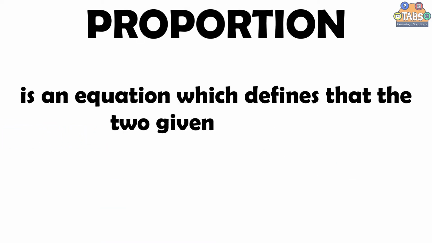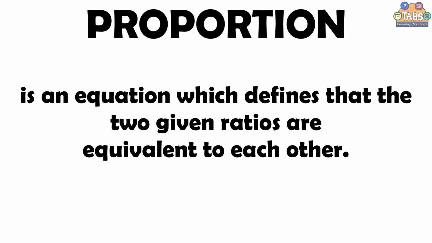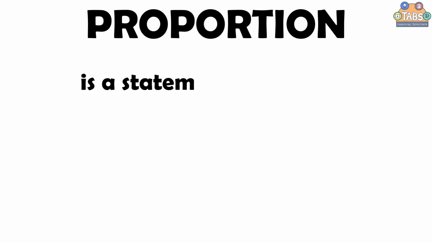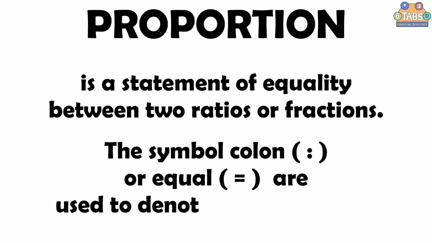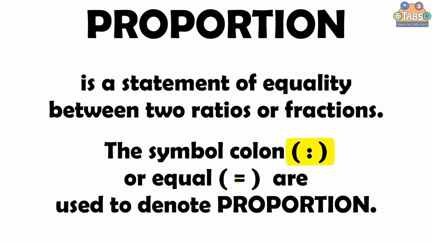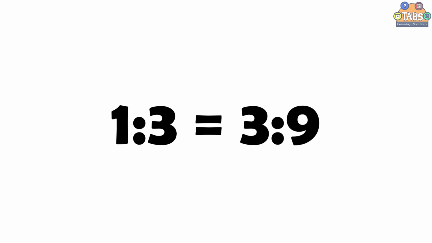Proportion is an equation which defines that the two given ratios are equivalent to each other. In other words, proportion is a statement of equality between two ratios or fractions. The symbol of colon or equal sign are used to denote proportion. Take this example. 1:3 is equal to 3:9. 1:3 is equivalent or equals to 3:9.